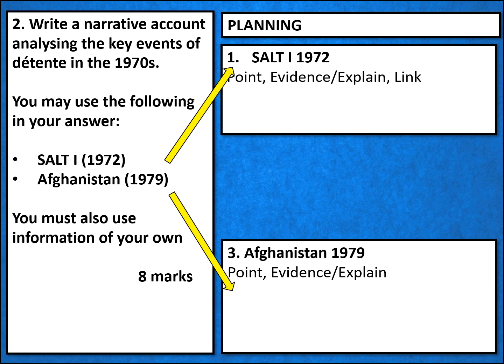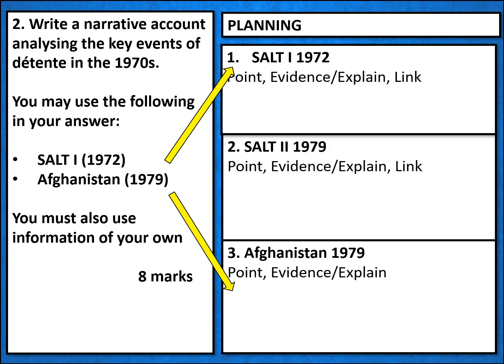Our last paragraph is going to come from the second piece of stimulus material, for us Afghanistan in 1979. That's going to be one of our point, evidence and explain paragraphs. And that leaves us to come up with one event or development for ourselves, and we have to do this if we want to access top marks. There are several that we could go for. We might go for Helsinki, we might go for the Apollo-Soyuz link-up, but for us in our model answer, we're going to go for SALT II.